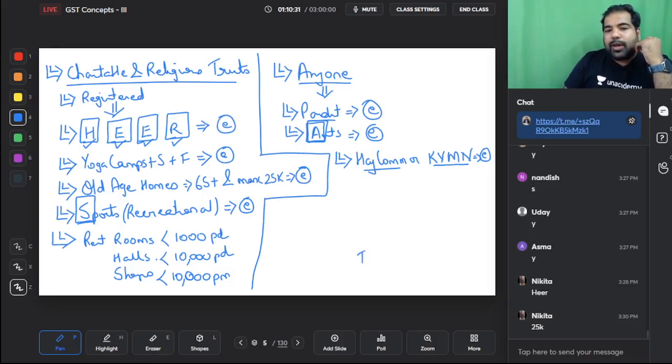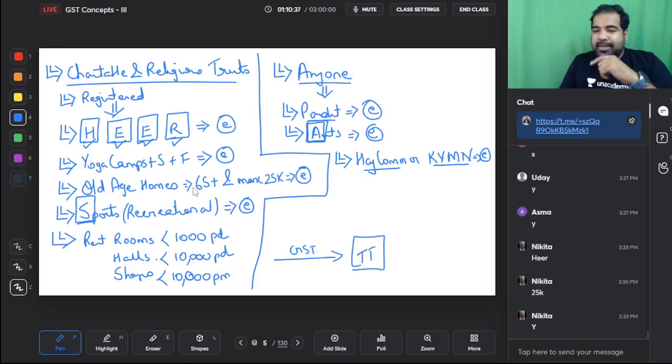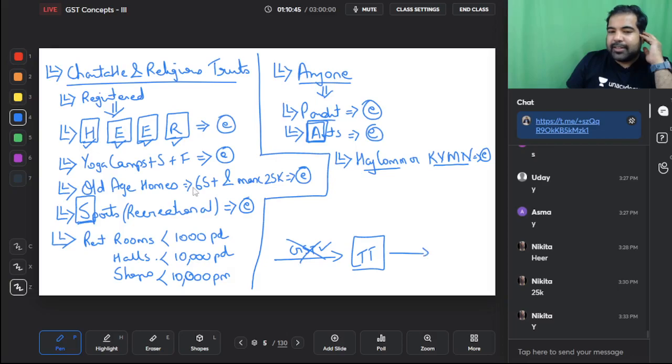But what if Tirumala Trust, guys, buys an AC? Will they have to pay GST on this? Guys, please tell me, if Tirumala Trust buys an AC, will they have to pay GST on it? Yes, they will have to pay GST on it. And will they get any credit? No, because the government doesn't get any GST from them, so hence they will not get any credit.